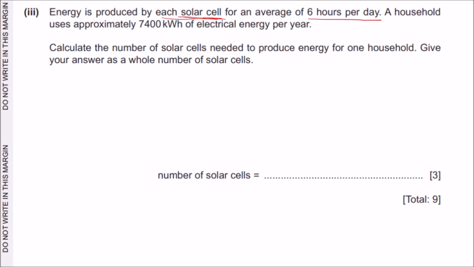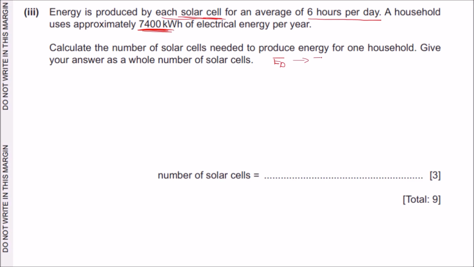A household uses approximately 7,400 kilowatt hours of electrical energy per year. So energy requirement per year is 7,400 kilowatt hours. Calculate the number of solar cells needed to produce energy for one household. Here we are given information about one solar cell, how much time it runs a day, and how much energy is required. So the first thing is we need to find energy produced by each cell per day.